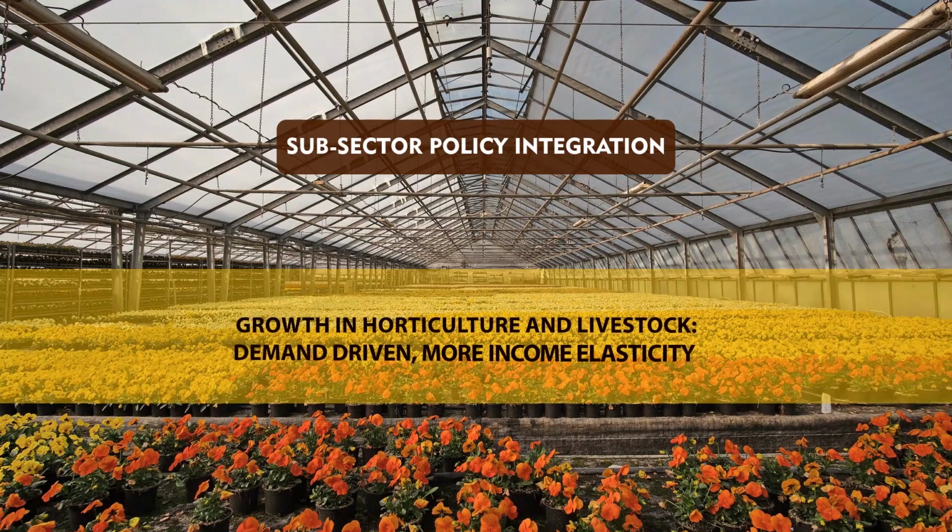Growth in the horticulture and livestock sector is basically demand driven, and it is more income elastic. The growth in the agriculture sector is due to more demand from consumers. So consumers are demanding more horticultural produce. And when we talk about income elasticity, when we invest 1 rupee in cereal crops or in horticulture crops, we will get more income from the horticulture crops. So that's why there is more income elasticity in the horticulture and livestock sector, and expenditure elasticity is also there.